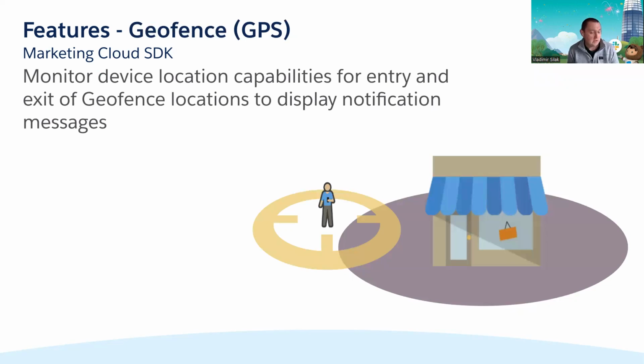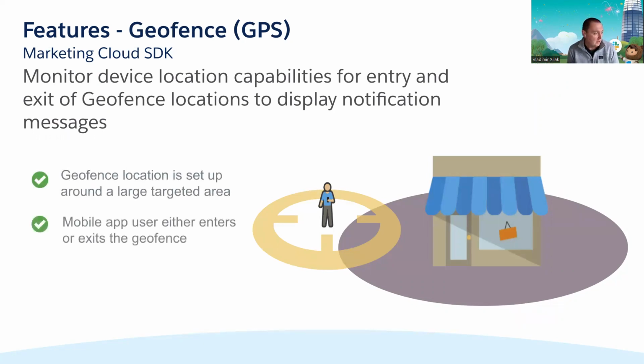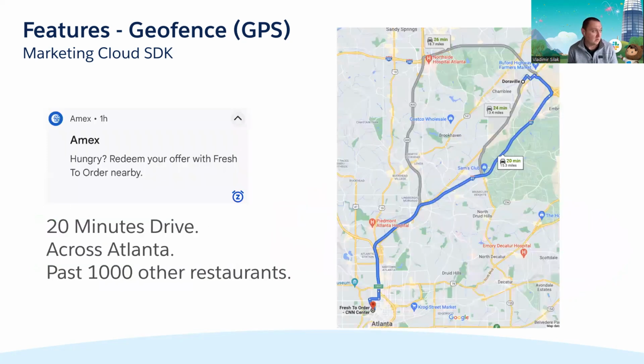We spoke about geofence. It used to be a hot topic a few years back. I think today it's not as much, but again, you could be creative with that if you're doing some gamification and whatnot, if people are doing an install. You'll need a location set up around a targeted area, and when the mobile app user either enters or exits the geofence, these are the triggers, and they receive a notification on the device. So if you're driving past, you can say redeem your offer with a fresh order. Great and interesting options to use.